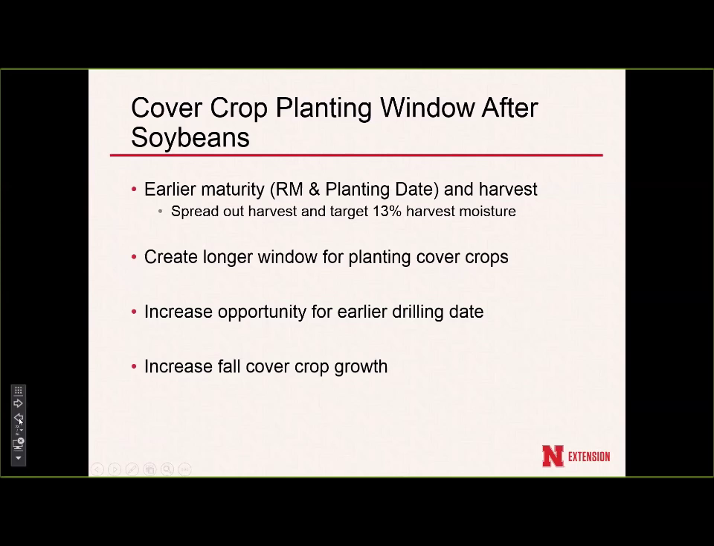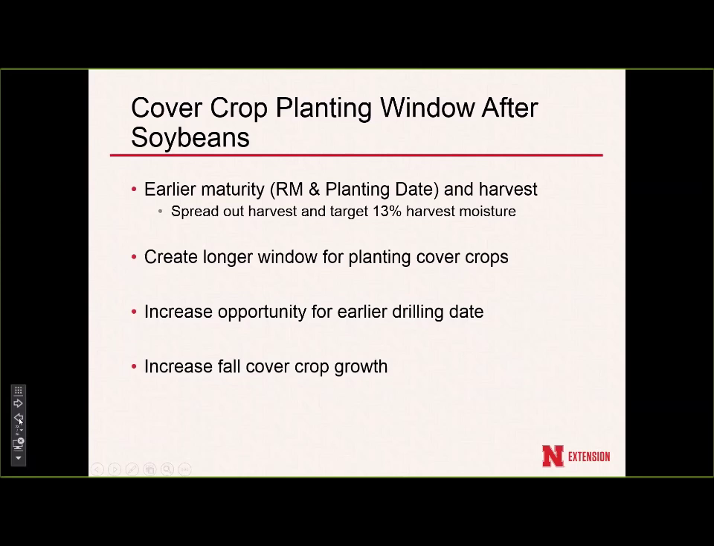You create a longer window for planting a cover crop. So create some flexibility in your system. Look at planting date, look at relative maturity. If there's fields you really want to cover crop to get it started fast, or make sure you're going to get in there regardless of what happens in the fall, that gives you a bigger window for planting cover crops. Increased opportunity for early drilling. If you're aerial seeding, it's probably not as critical, right? But if you want to drill that cover crop, make sure you're going to have moisture and get it in the field early.